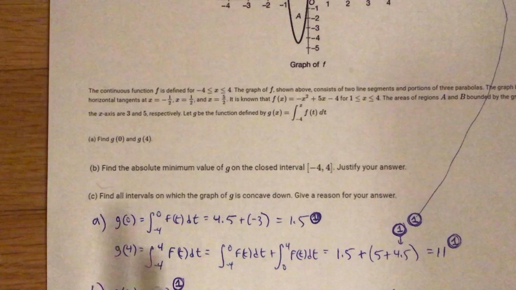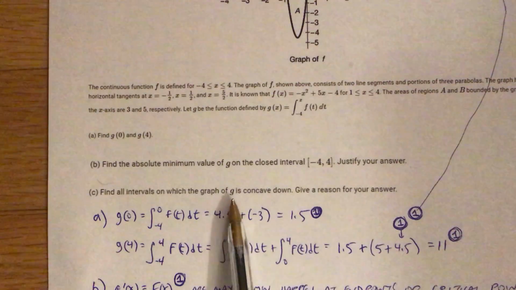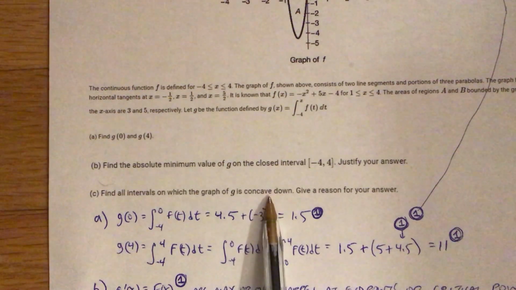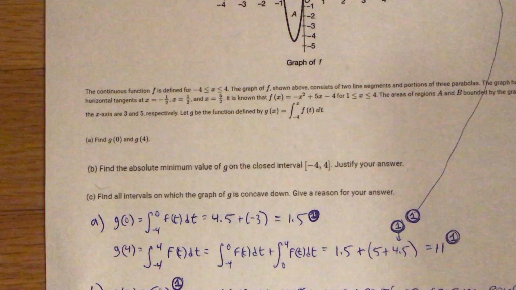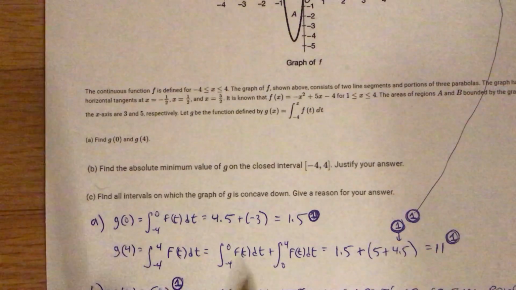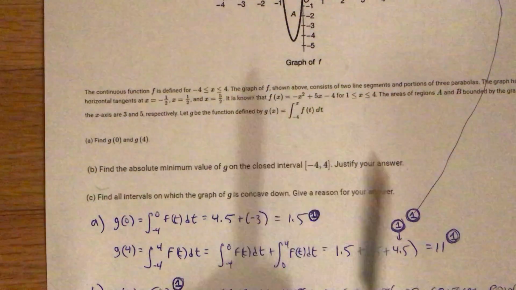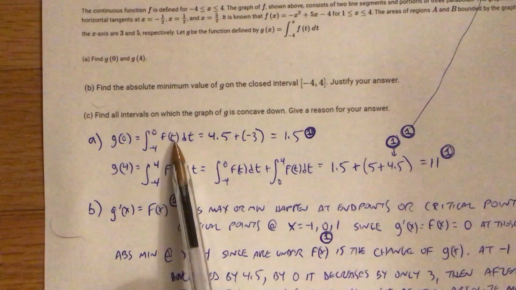And then part C says find the intervals on which the graph is concave down and give a reason. Remember, a graph is concave down where its second derivative is negative, so we're going to have to call that into play somehow. All right, so let's look at each problem. What is g of 0 and what is g of 4? Well, we're going to plug them into here. So g of 0 is the integral from -4 to 0 of f of t dt.